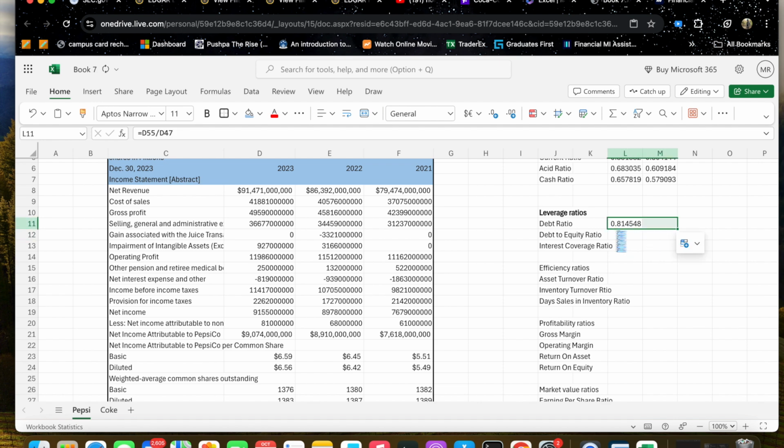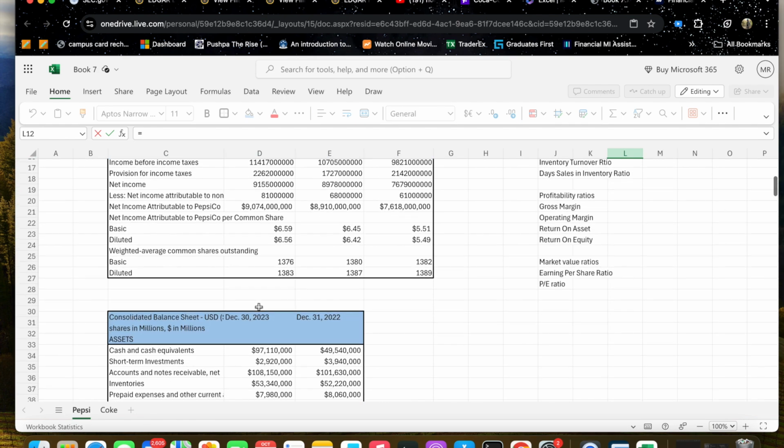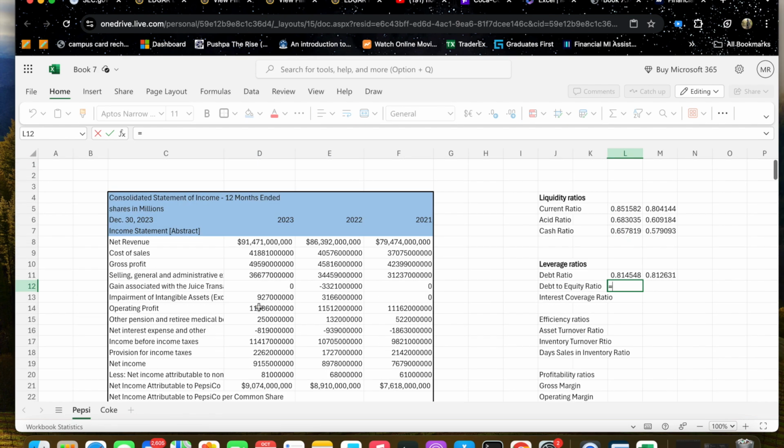So we can see PepsiCo is a highly indebted company. 81% of the total finance came from debt, and it was the same in the year 2022 as well. So no change on debt. Next we come to the debt to equity ratio.